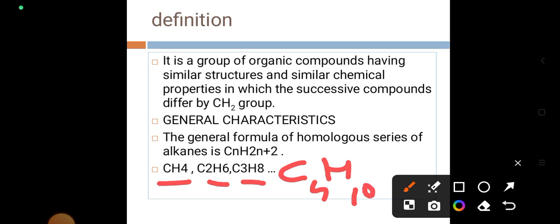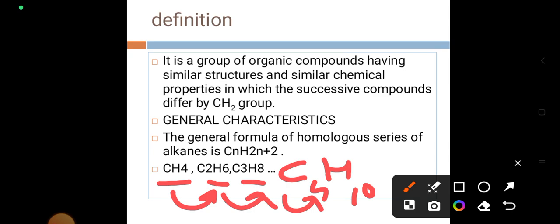Now if we look at the adjacent homologs, then we can understand that each one of them differs by a CH2 unit. That is, C2H6 minus CH4 would be CH2. Similarly, C3H8 minus C2H6 would be CH2. So this is a homologous series.